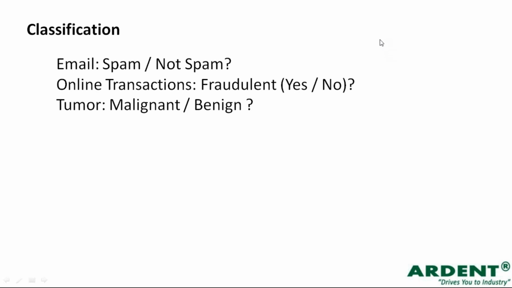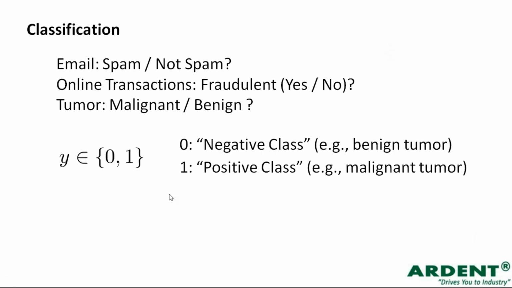Getting the point? Now, y is the prediction. It's the output, so it belongs to either 0 or 1. 0 is, suppose, a negative class, for example a benign tumor, and 1 is a positive class, for example a malignant tumor.